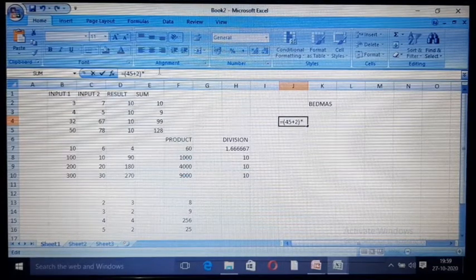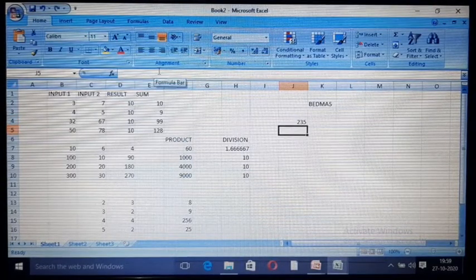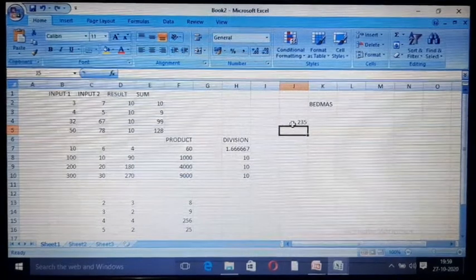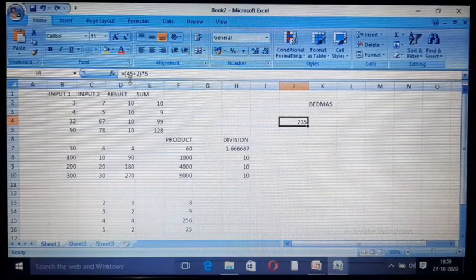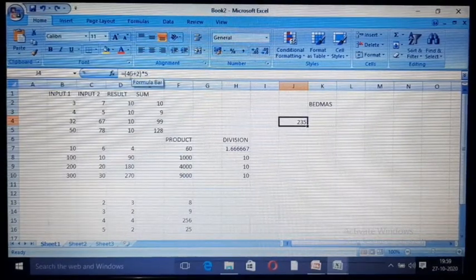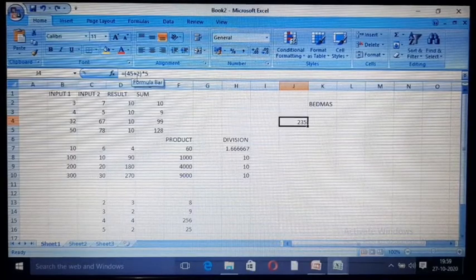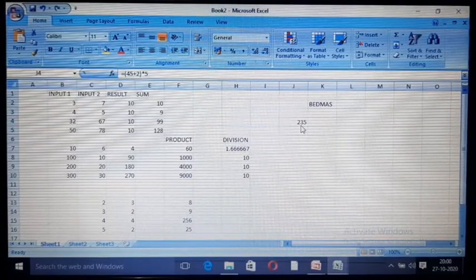Then you write asterisk, that is multiplication, and you write 5 here and then press enter. Now the answer is 235. Because 45 plus 2 will be evaluated first. That means 47. Then 45 plus 2 is 47, into 5 is 235, like this.